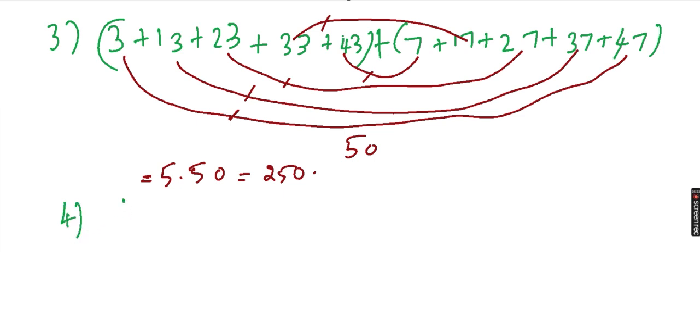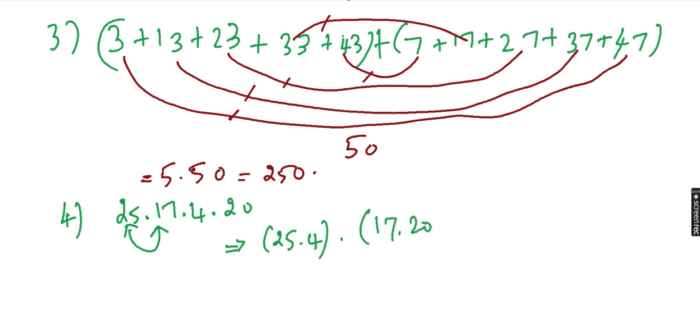Now let's go for the next question. 25 into 17 into 4 into 20. So when we look into this problem, immediately what we tend to do is multiply 25 and 17, which is really a bit complex for us, right? Again, the same number we tend to multiply with 4 and then with 20. Instead of that, let's approach this problem by taking 25 into 4, because we know that 25 into 4 is obviously 100. 17 into 20.